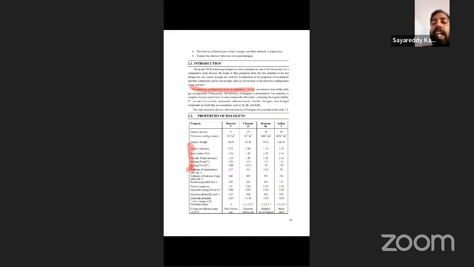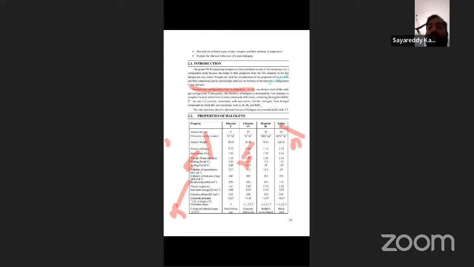Like Al, the structure is like this: Br, and Br. Now the bridging halogen ligands act as bridging ligands.